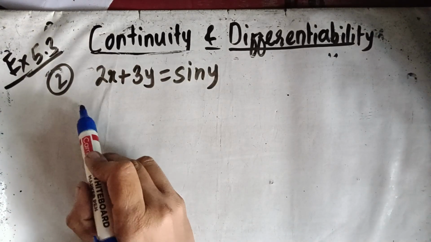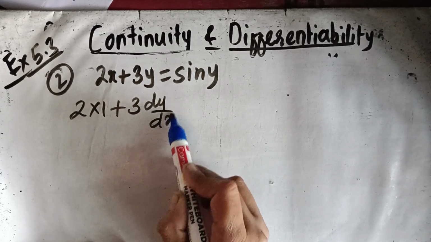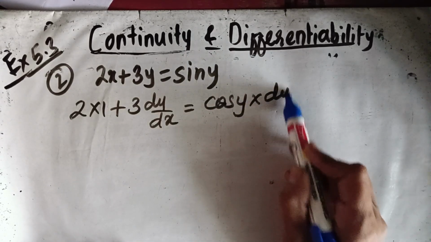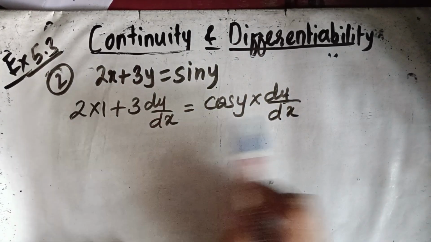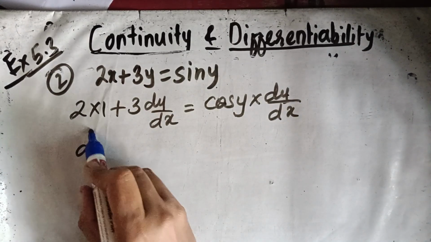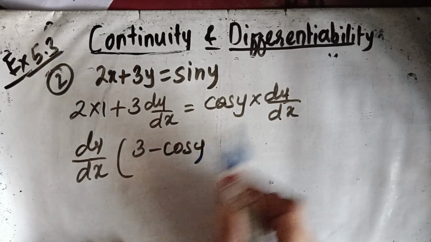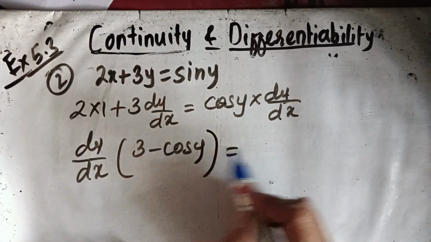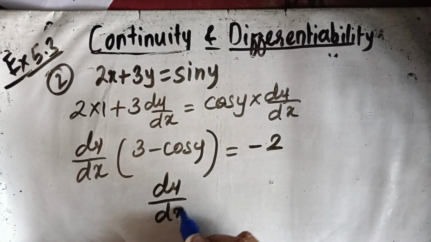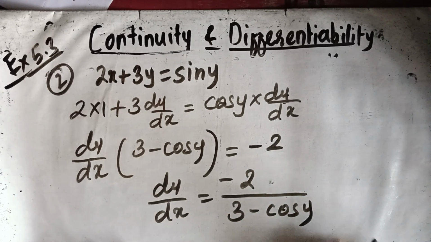Next question. So this is 2 into 1, 3 dy by dx, and here it is cos y into dy by dx. So dy by dx terms you take together. So dy by dx you can write outside, 3 minus cos y. I'm taking this whole term here. Okay. And this term I'm taking that side. So dy by dx is minus 2 upon 3 minus cos y. Okay.